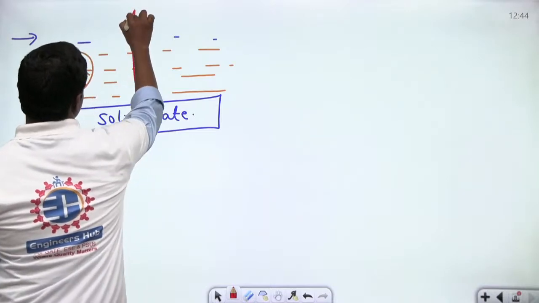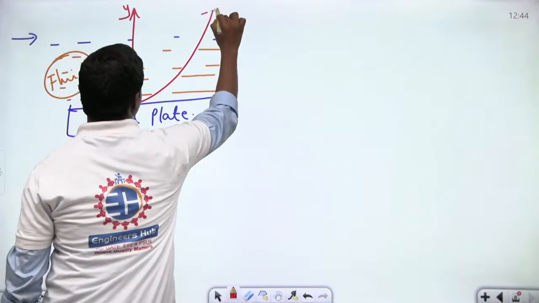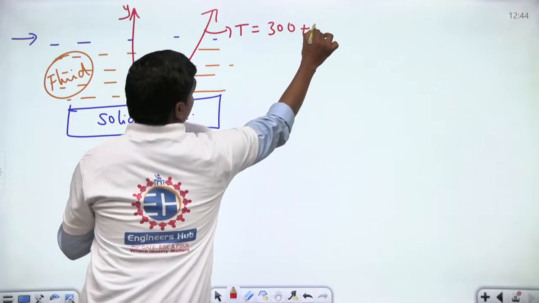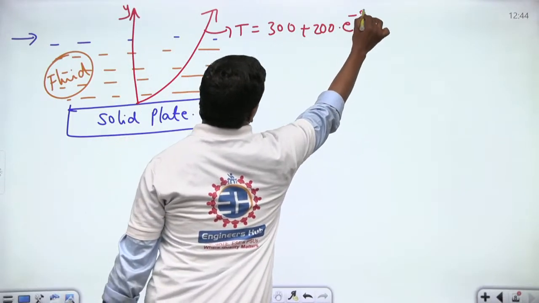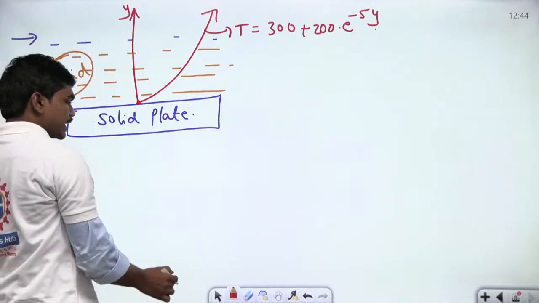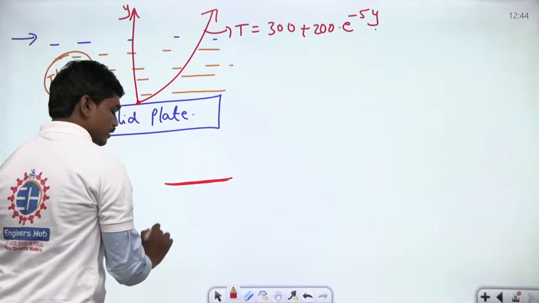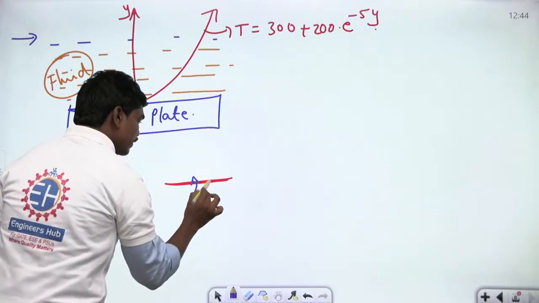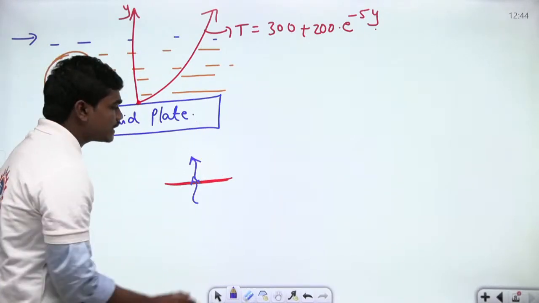So if this is your y-axis, the temperature profile is something like T is equal to 300 plus 200 into e power minus 5y. So this is basically some function of y. So this is what is given. But if you take the interface, look, if this is the solid-liquid interface, then definitely whatever heat is getting conducted to the solid will be the same as that getting conducted to the fluid at this interface, correct?